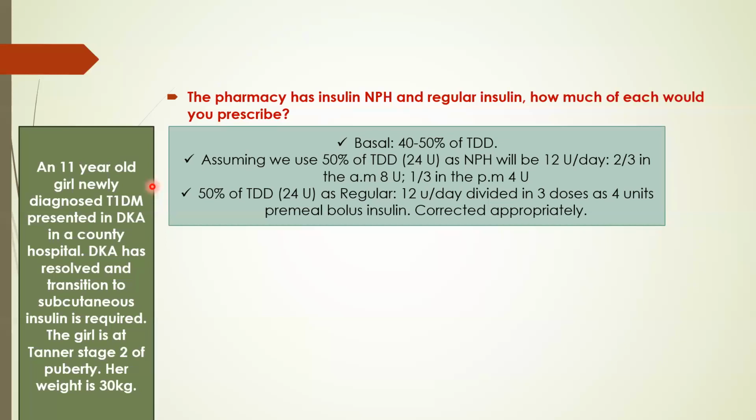So remember, the guide is basal needs to be 40 to 50% of total daily dose. So assuming we are using 50%, we come up with 24 units.